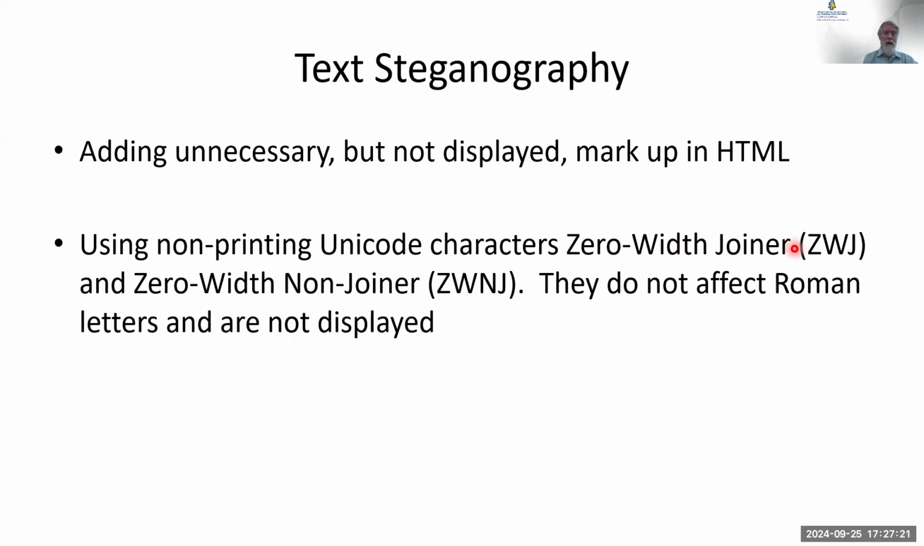So you might say a zero-width joiner is a 0, and a zero-width non-joiner is a 1, and then scatter them through the document. They never appear, but if you write a program that scans the document, you can pick them out, convert them back to zeros and ones, and you've got the message.